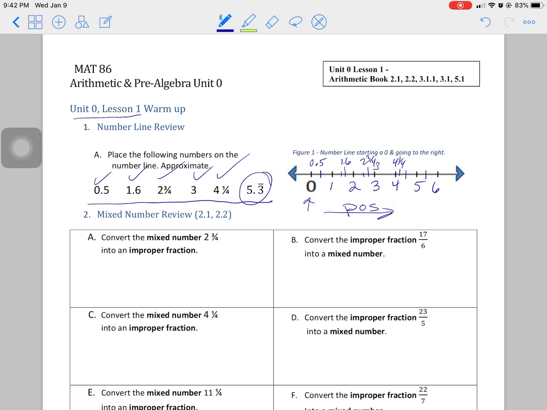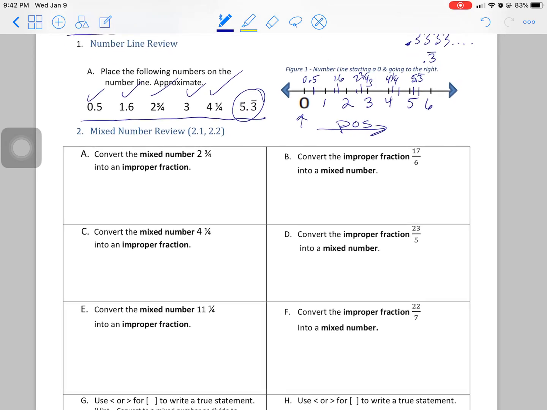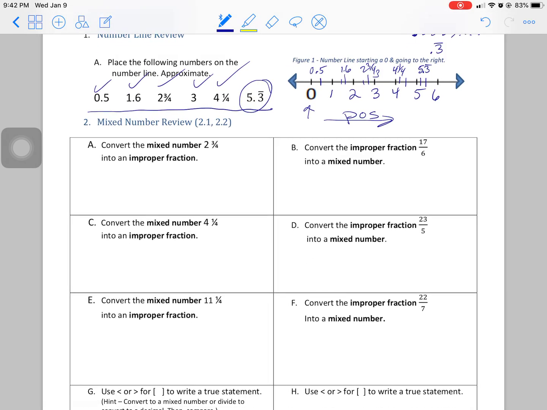So 5 would be about there as a decimal. So 5 3 repeating would be about there. Repeating as in 0.3333 goes on forever. So the short way to write that is a 3 with a dash over top. So these are all different forms of positive numbers, and that's approximately where they would be on a number line. So we just want to make sure we understand how to represent these numbers in these different forms. So let's practice a little bit of this.